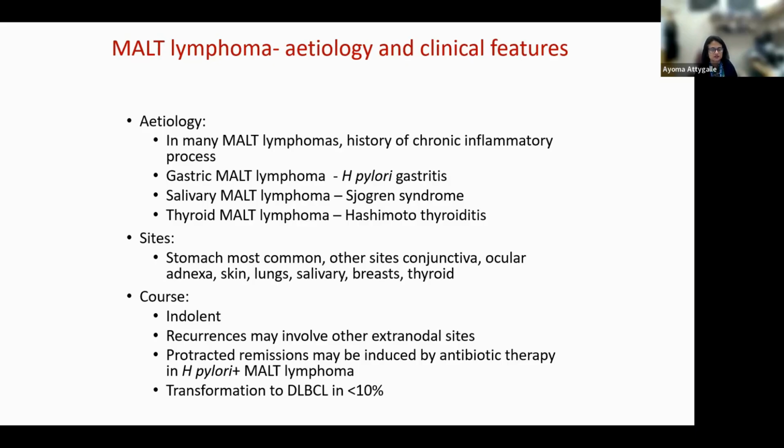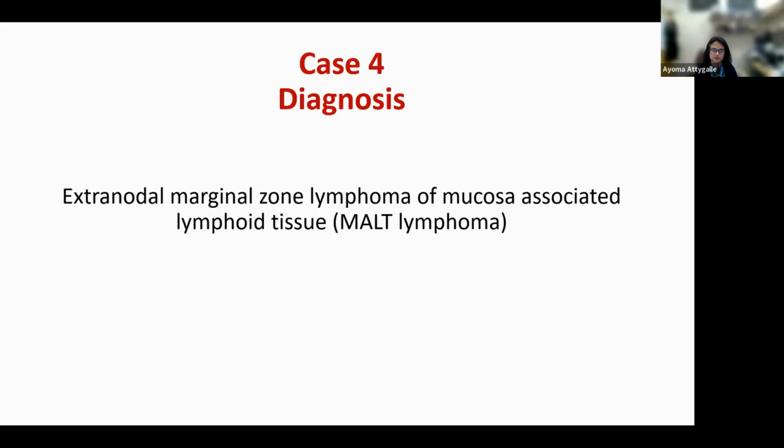The course is indolent and recurrences tend to involve other extranodal sites. You can have a lung MALT, which can also be disseminated into the stomach and so on. Protracted remissions may be induced by antibiotic therapy in the case of Helicobacter positive MALT lymphoma, and other sites also, for instance conjunctival MALT, though they're not Helicobacter, by the way. Transformation to diffuse large B-cell lymphoma can occur in a small proportion of cases.